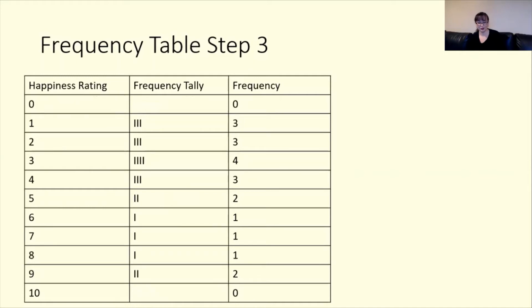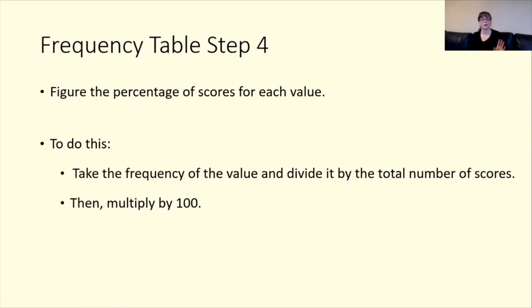If we go to happiness rating of 3, we have frequency of 4 there. So 4 participants rated their happiness at a level of 3. To calculate the percent, we're going to take that 4, divide it by the total number of scores, which is 20 scores if we count up the number of scores that we have here. And if I do this just on a calculator quick, I have 4 divided by 20, and I get 0.20. And then we're going to multiply that by 100, which if I do that, we're going to get 20.